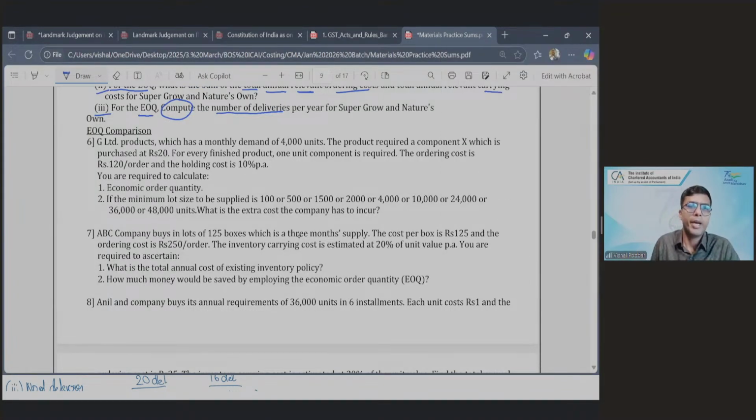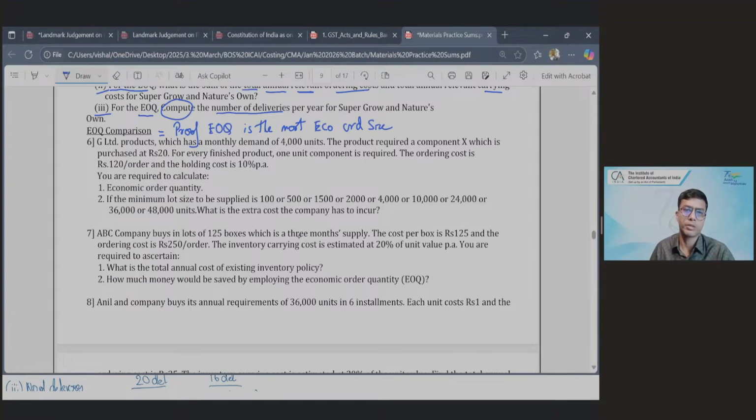Now, I have named this category as EOQ comparison. What is this EOQ comparison? See, till now, through the formula, we are getting a quantity which we are claiming to be the most economical. But what is the proof? So here, this type of question will give you the proof that EOQ is really the most economical order size. So these are the questions where you prove it mathematically that yes, truly EOQ is the most economical order quantity.